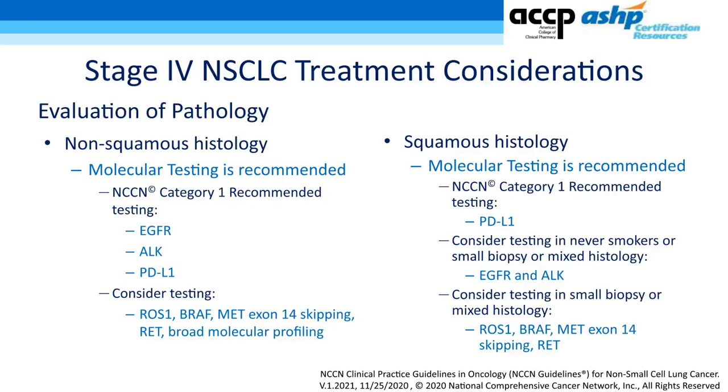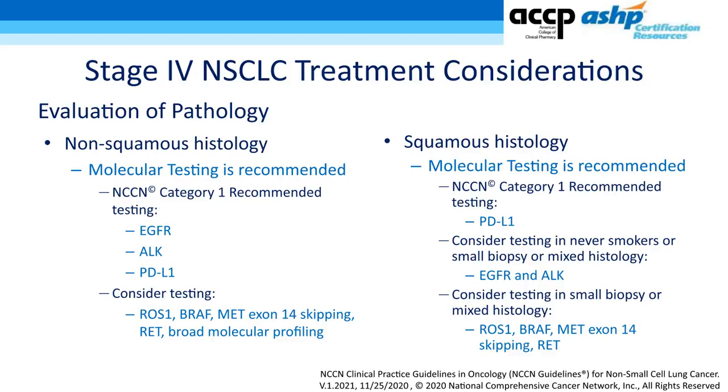When we start to talk about treatment considerations for patients in the advanced setting of non-small cell lung cancer, it's important to take a moment and evaluate pathology. As you'll note on this slide, not only is histology important, but also appropriate molecular testing is recommended. For patients with non-squamous histology, NCCN recommends as a Category 1 that patients have molecular testing for not only EGFR, ALK, PD-L1, but also consider testing for other more rare tumor genomics such as ROS1, BRAF, MET, RET, as well as a broad molecular profile would be recommended.